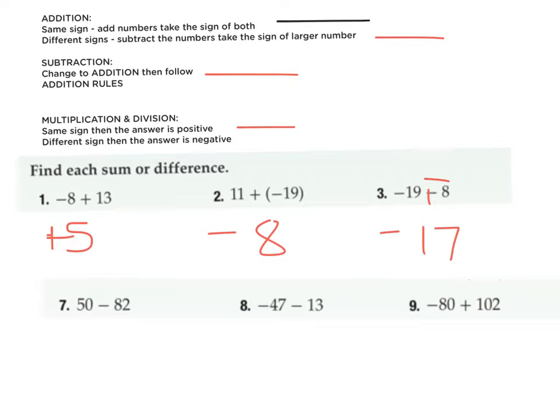Once again, subtraction, I'm going to change to addition, and I have one positive, one negative, and when I subtract, I get, let me see here, 32, and negative 82 is larger. Once again, subtraction, I change. Now I have two negatives, and I'm doing addition, and so I add, and the answer is negative. Here I subtract because I have one negative, one positive, so I get 22, and 102 is positive.